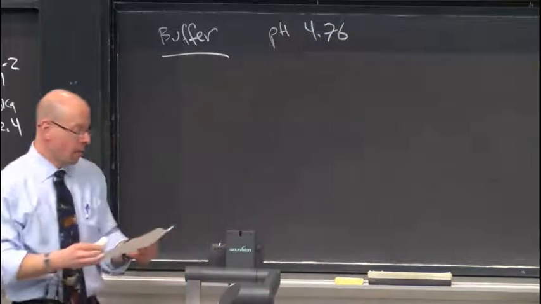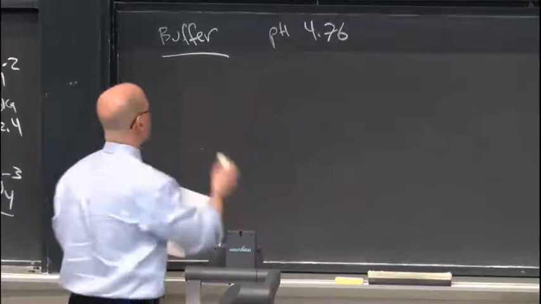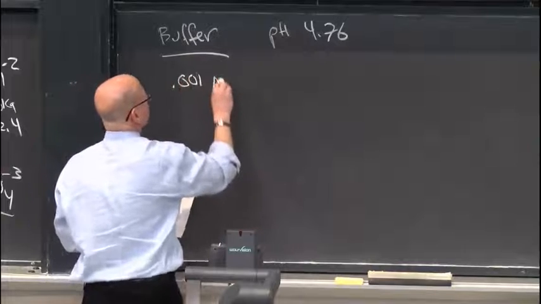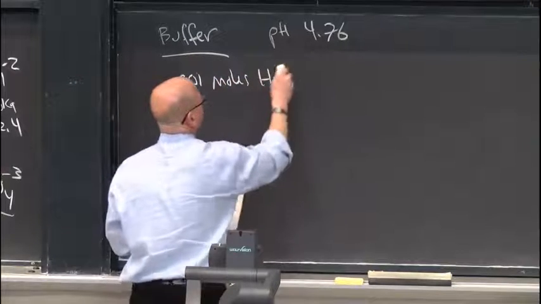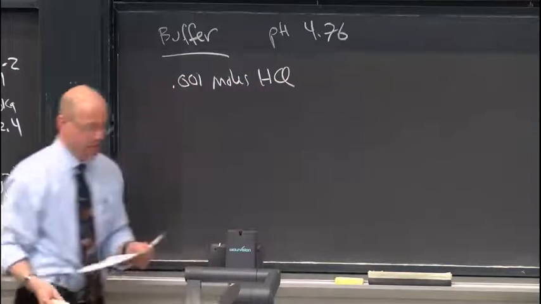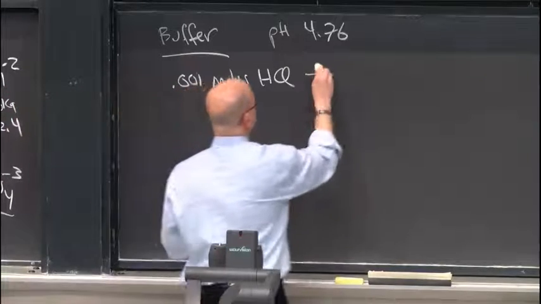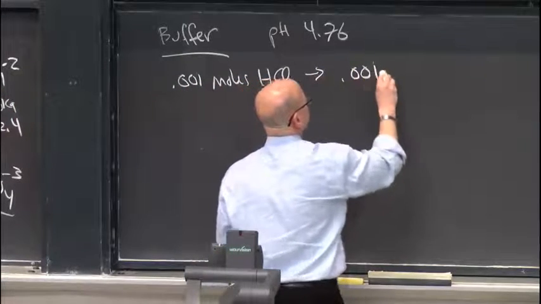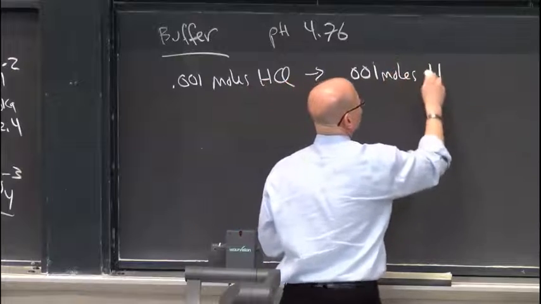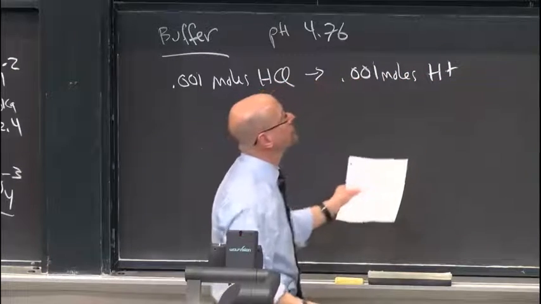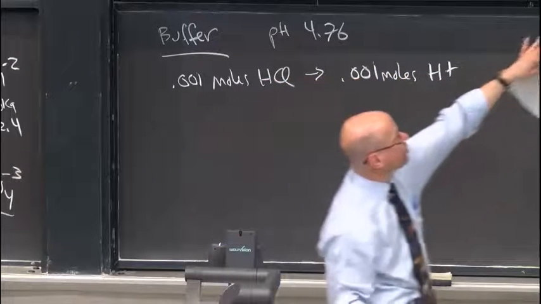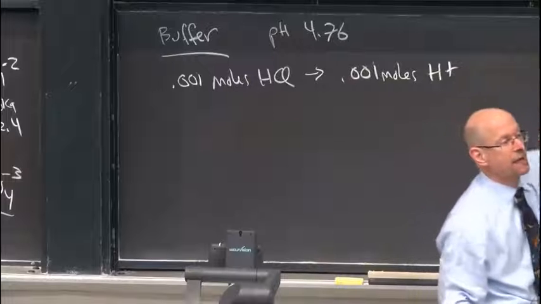Okay? Now, what happens after we add 0.001 moles of hydrochloric acid? Well, of course, it completely dissociates. It's a strong acid, right? And so what's going to happen? This is going to give rise to 0.001 moles of protons. And what are those protons going to do? Well, they're going to react very strongly with the acetate anion, aren't they, right?